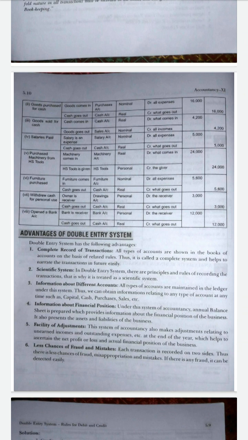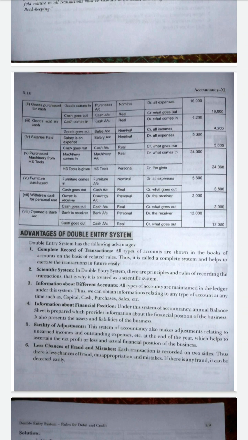Real account, what is the rule for real account? Debit what comes in, credit what goes out. So debit 16,000, the value of the goods coming inside, and credit 16,000 of cash going outside. Understood? So like this you have to analyze each type of transaction. So that is the 8th transaction. I explained 2 types of transactions and you have to read and analyze the other transactions.